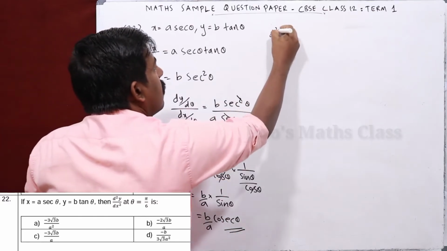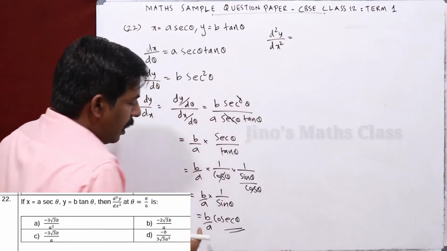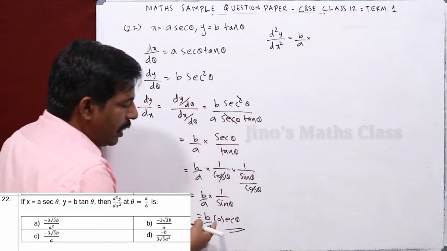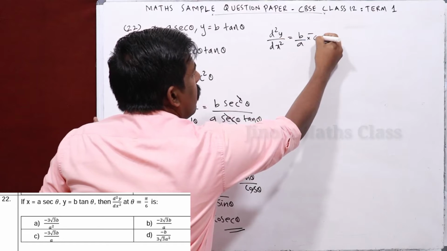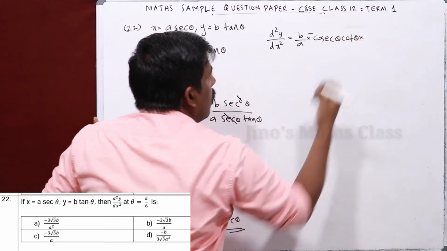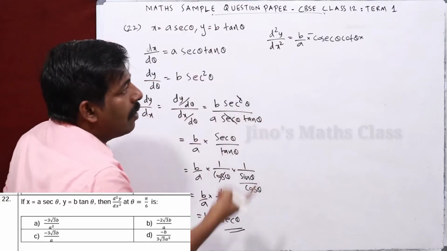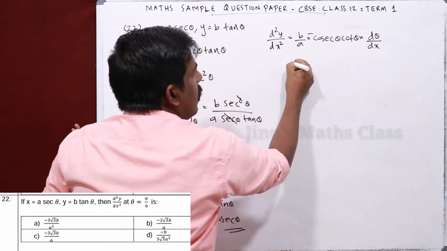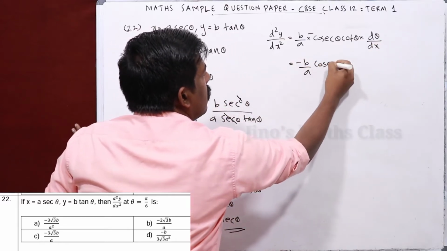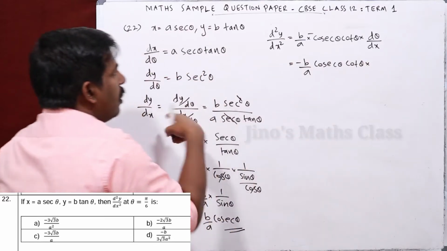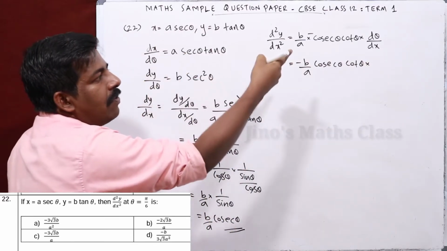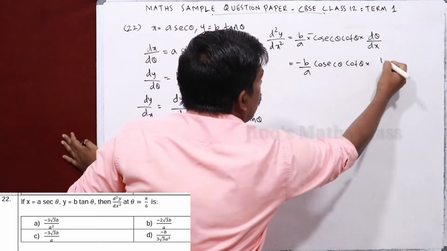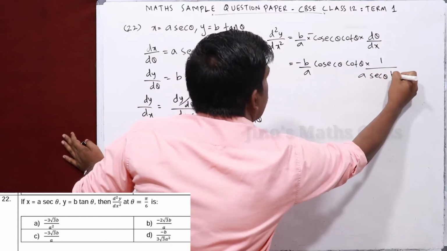Now we can find d square y by dx square. For that we find the derivative of b by a cosec theta, that is b by a into the derivative of cosec theta. We know that is negative cosec theta into cot theta, but here we are differentiating with respect to x while the function is in theta. That means we have to multiply by d theta by dx. So that is equal to negative b by a cosec theta cot theta into, since we have the value of dx by d theta but need d theta by dx, we divide by a sec theta tan theta, that means 1 divided by a sec theta tan theta.